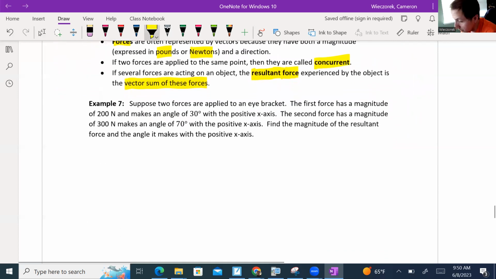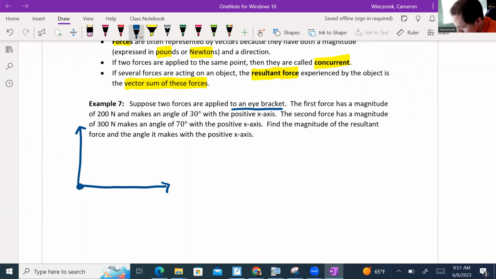So yeah, a couple examples to take a look at here. First one, suppose two forces are applied to an eye bracket, so meaning a single point. The first force has a magnitude of 200 newtons, makes an angle of 30 degrees with the positive x-axis. The second force has a magnitude of 300 newtons and makes an angle of 70 degrees with the positive x-axis. Find the magnitude of the resultant force and the angle it makes with the positive x-axis. So I'm going to draw, here's my eye bracket here.